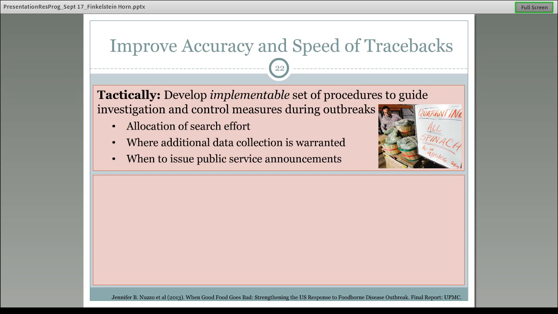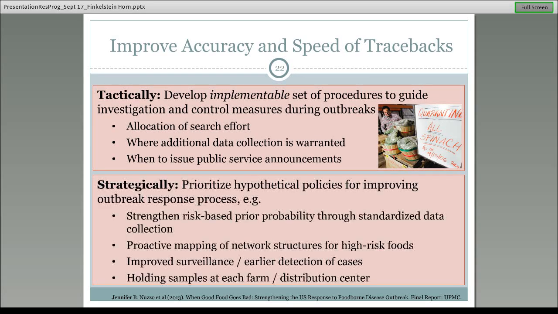So this is helping to determine the allocation of search effort, where and when investigators should be sent out, where additional data should be collected about the network of distribution, about additional cases, and when to issue public service announcements, which is a very, very challenging decision analysis problem. And then secondly, strategically, to consider and rank order different hypothetical policies that could be put in place to improve the outbreak response process.